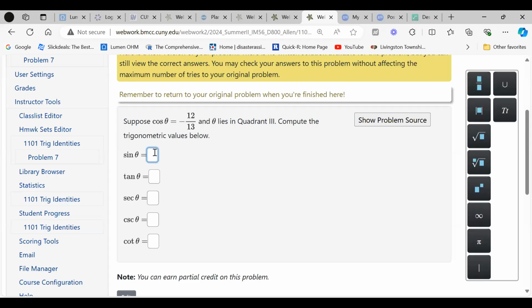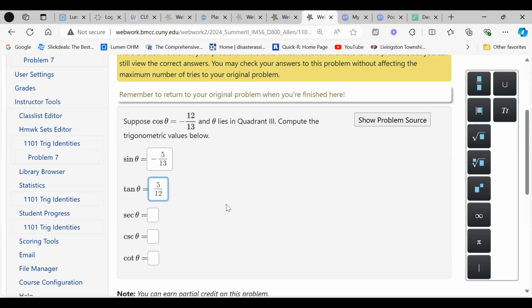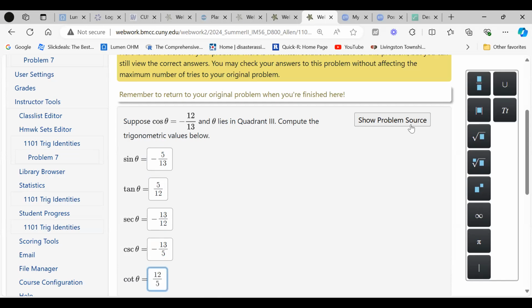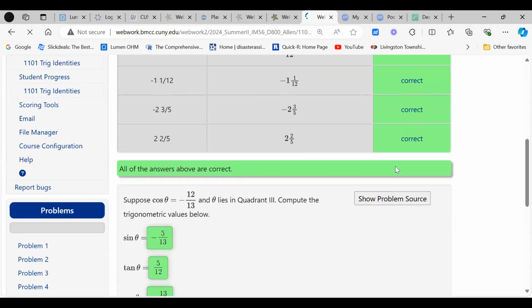So let's put in the answers: sine is minus 5 over 13. Tangent is 5 over 12. Secant is 1 over cosine, the reciprocal of cosine, minus 13 over 12. Cosecant is the reciprocal of sine, so minus 13 over 5. And cotangent is the reciprocal of tangent, so 12 over 5. It's all good.